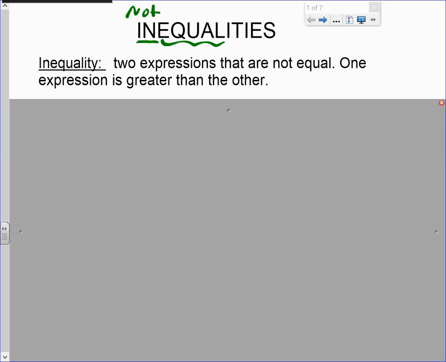So I'm going to write this down. Inequality: two expressions, right, Gonzalez? Two expressions that are not equal. One expression is greater than the other. Remember the word expressions? That's collections of numbers, variables, and operations. That's week 1 in here. Look at how we're already in week number 5, and that word is still coming up. I told you it was the foundation of everything. Two expressions that are not equal.